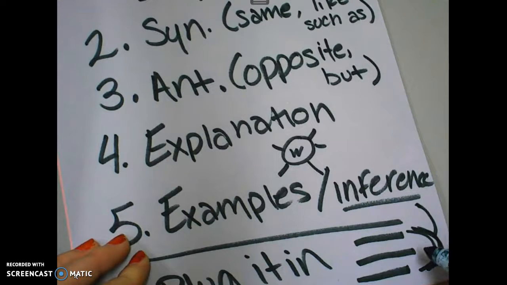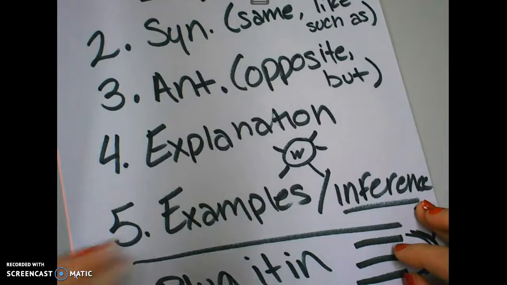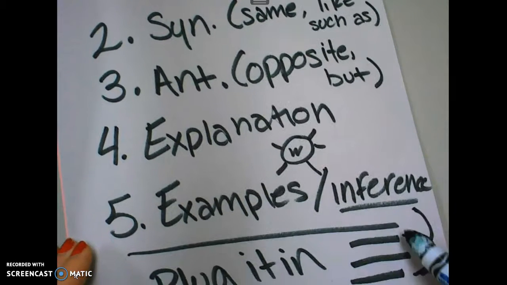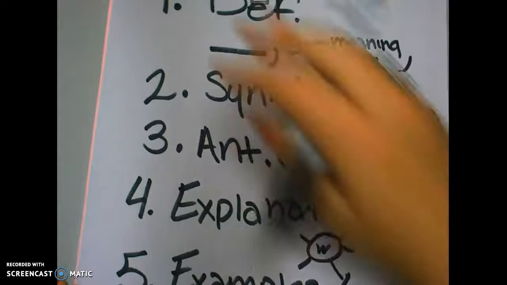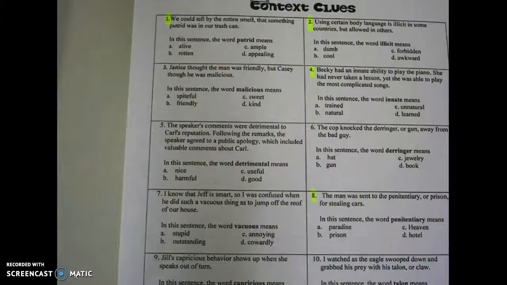So when you are reading at home and a student doesn't know what a word means, have them go back, reread, always reread for understanding, and look for some context clues. I'm going to give you some examples of context clues.